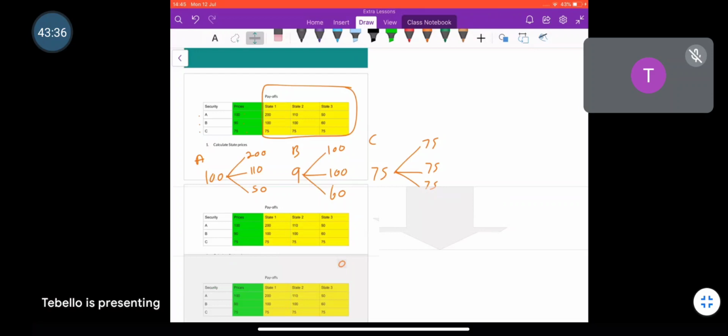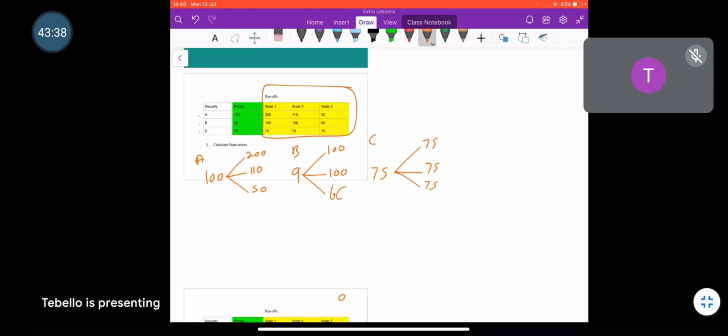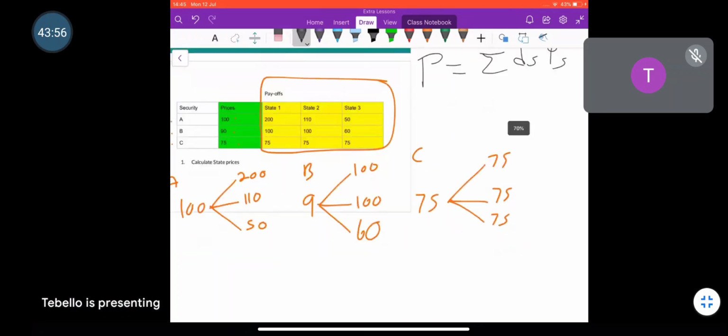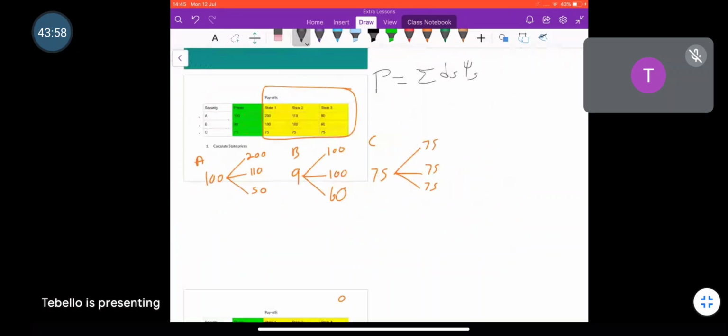The question says to calculate the state pricing. So they want you to find the state pricing, right? So we say that price is going to be equal to the sum of the payoffs times the state pricing. This simply means that this is what they are asking for each state. You have 3 states. You are going to find the state pricing for each state, right?